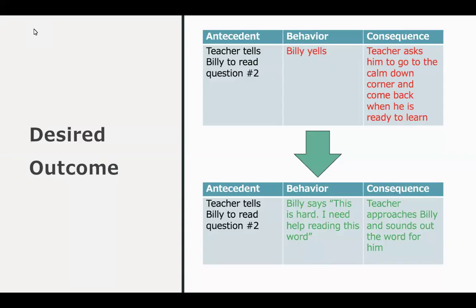So in this new situation, Billy says, this is hard. I need help reading this word, instead of yelling. And the teacher responds, well, let me help you sound that out for you. Okay, Billy, this is how you say it. Instead of her getting upset, getting frustrated, and asking him to walk away from the task, and ultimately Billy not even doing the task.